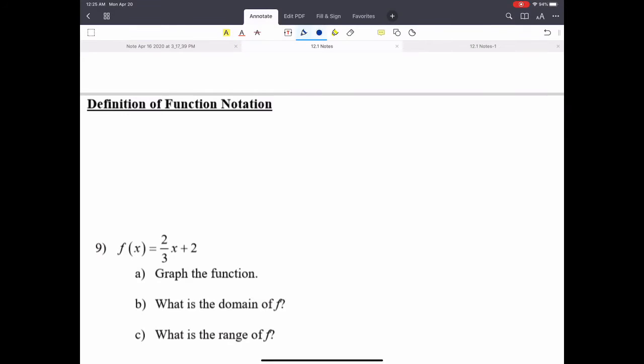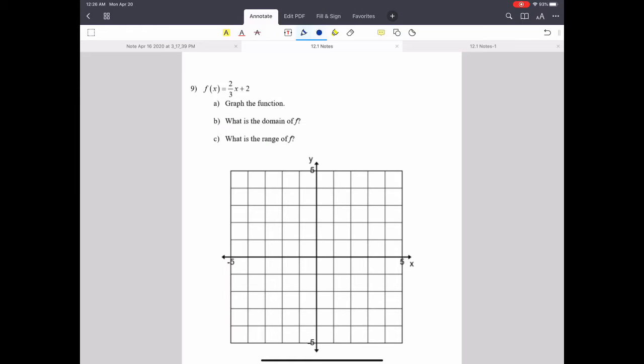Now the definition of function notation, you're usually going to see function notation written like this, where it's y equals f of x. And I talked about that before. Y equals f of x, which basically just means that y is the dependent value, and x is the independent value. Okay, right on. For number 9, this is a function.